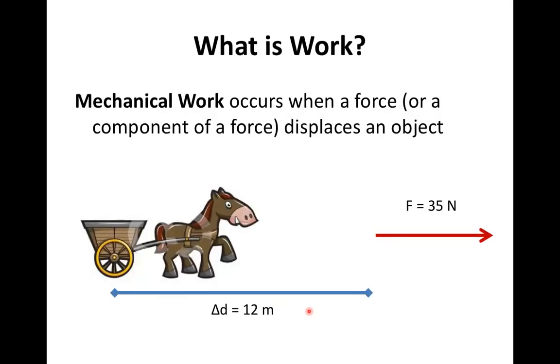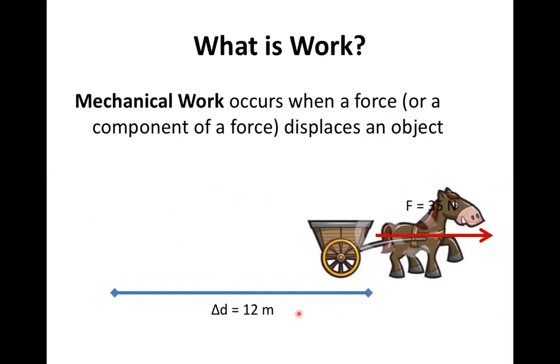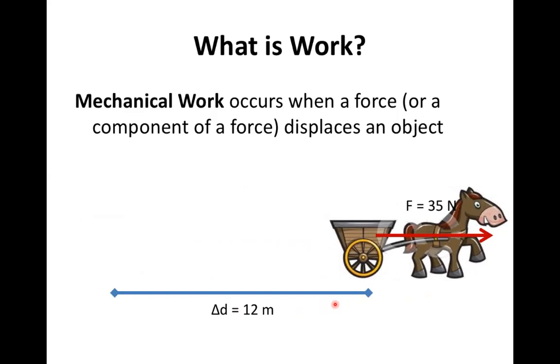Okay, so what is work? Work occurs when a force or a component of a force displaces an object. For example, this horse pulls on this cart with 35 newtons of force over a displacement of 12 meters. So the force of that horse is doing something useful.